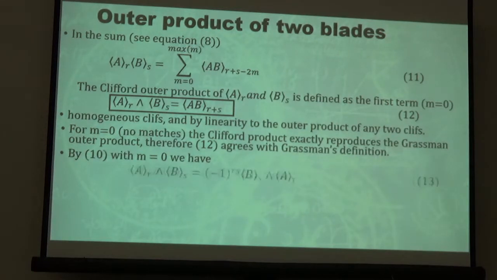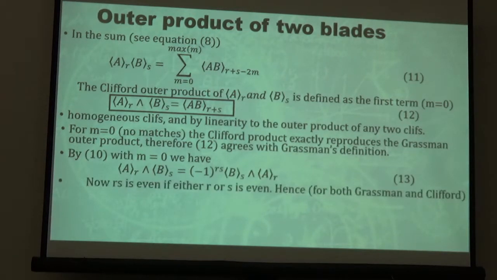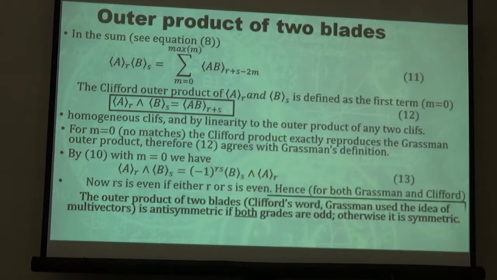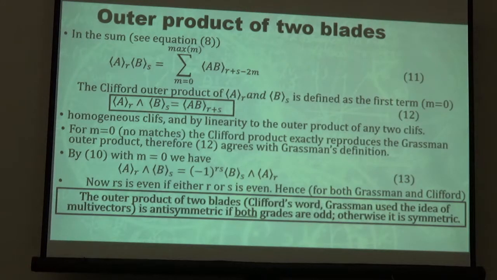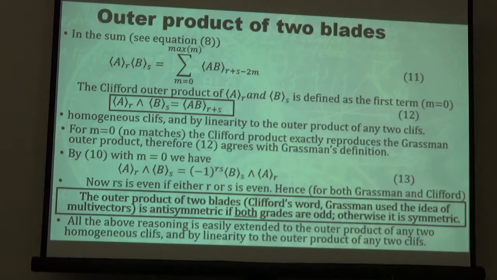Now if we continue, if either r or s is even, this holds for both Grassmann and Clifford. So the outer product of two blades, in Clifford's words, and Grassmann's idea was using multivectors, is antisymmetric if both grades are odd, otherwise it is symmetric. All the above reasoning is easily extended to the outer product of any two homogeneous cliffs and, by linearity, of any two cliffs.